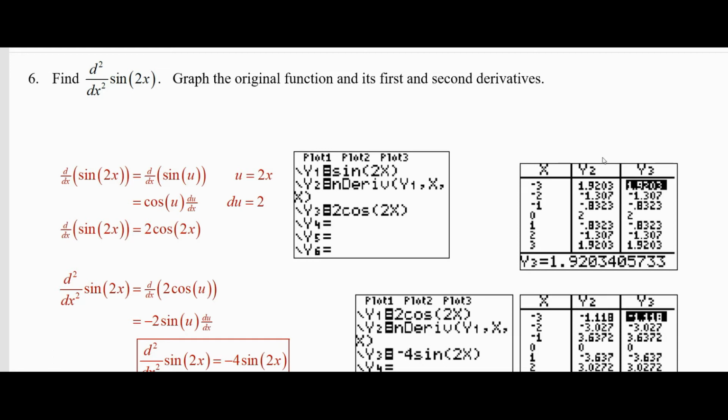Okay, we're back. Let's continue with working the rest of these review problems from derivatives. This one we're going to find the second derivative of sine of 2x. Of course, along the way we'll have to find the first derivative.